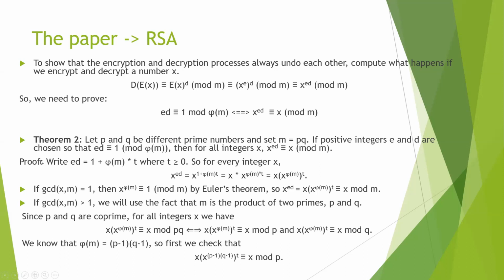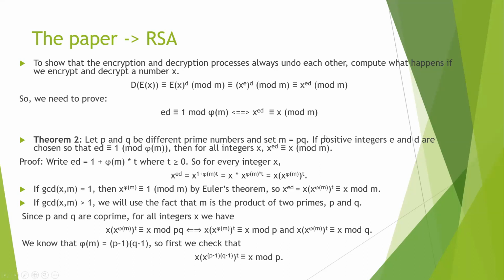If GCD of x and m is 1, then x to the power of phi m is congruent to 1 mod m by Euler's theorem. So x to the ed has to be congruent to x mod m. This is pretty simple. But if GCD of x and m is greater than 1, we can't use Euler's theorem. But there's one thing we haven't used. M is the product of two primes.